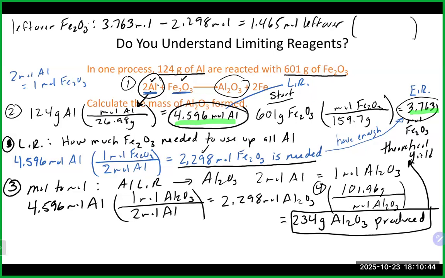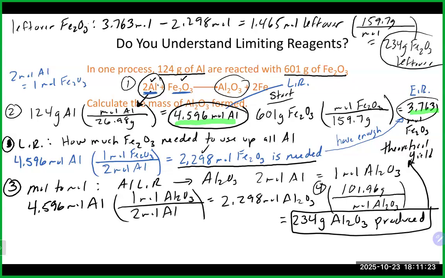And we also could just use the molar mass of iron 3 oxide, which was 159.7, that we calculated earlier, and we can turn those moles into grams. And that'll get us about 234 grams of the iron 3 oxide left over, believe it or not. We started with about 601 grams, so we used about 366-ish grams of it in this reaction. Any questions on that method?